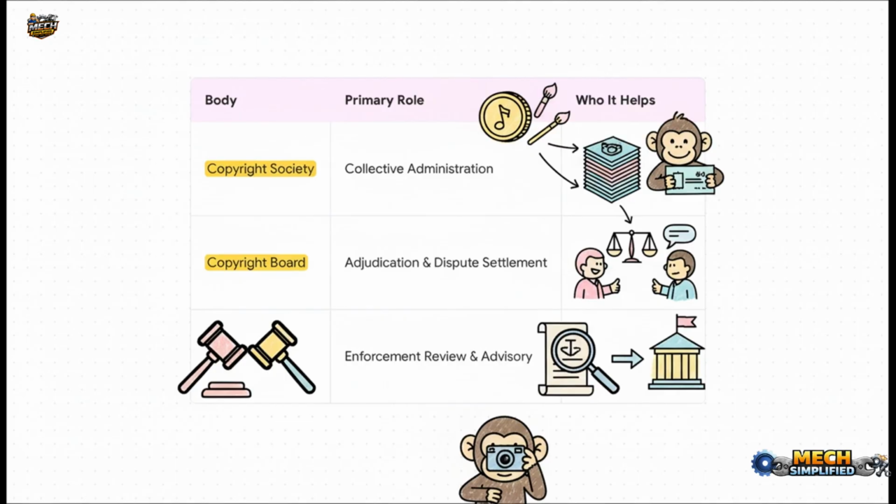They're the judges who step in and settle disputes when creators don't see eye to eye. And finally, you have the CEAC. They're kind of like the internal affairs of the copyright world. They keep an eye on how well the whole system is working and give advice to the government on how to improve it.